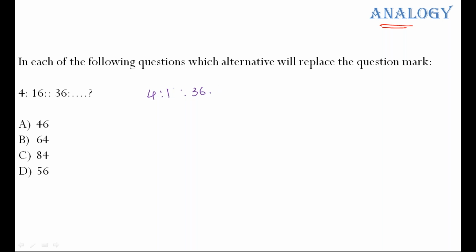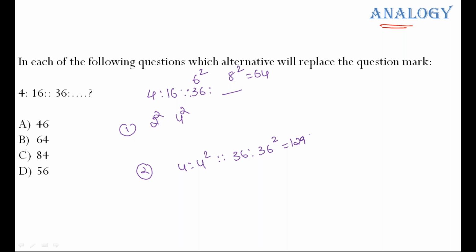So here again, there are a lot of logics. But first you should go by priority. I can write this as 2 square, 4 square, 6 square, 8 square, 64. Or else, this is one logic. Second logic, few people may say 4, 4 square, 36, 36 square. 36 square is 1296. It's not available in the options.